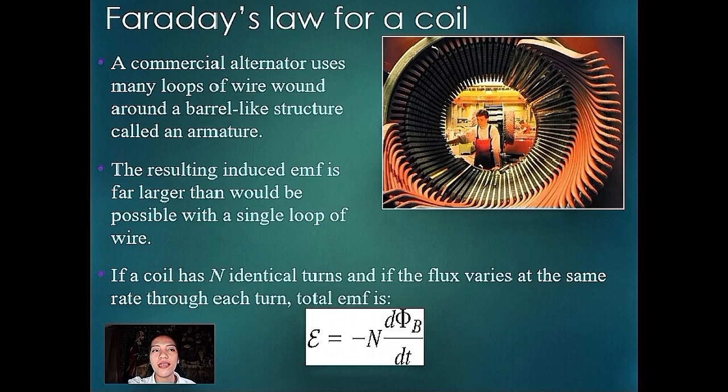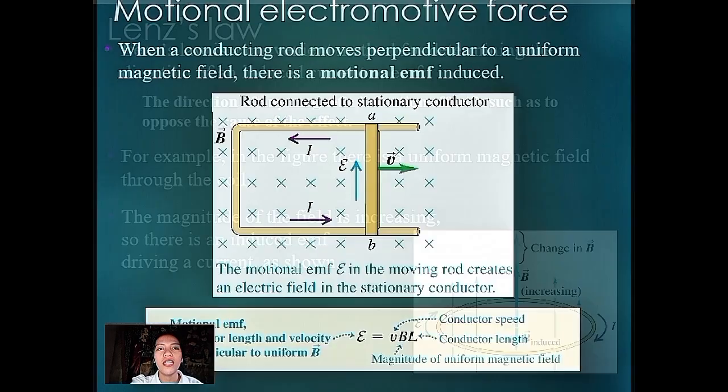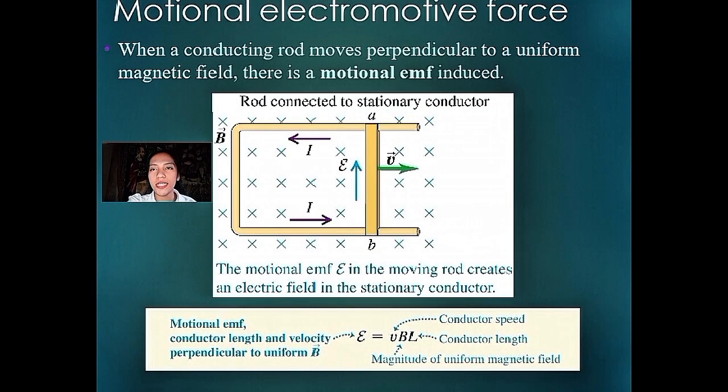And next is Lenz's law. Lenz's law states that the direction of the induced current is such that it opposes the change that causes it. This law is a direct consequence of the conservation of energy. It explains why induced current often resists motion, such as in magnetic braking systems.